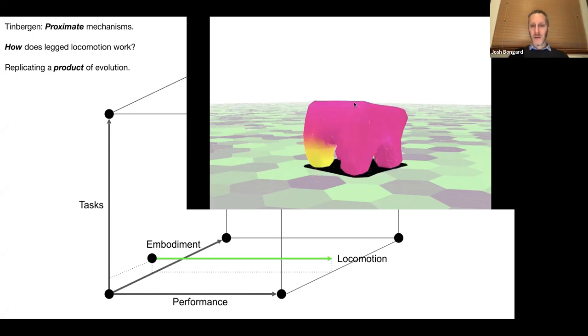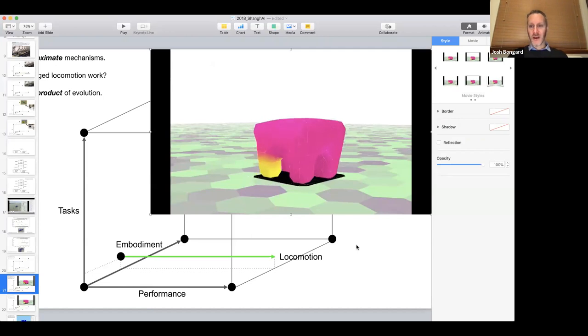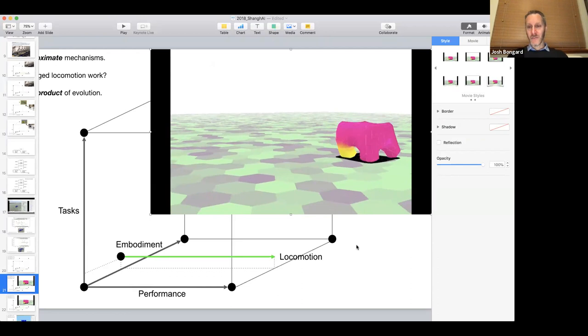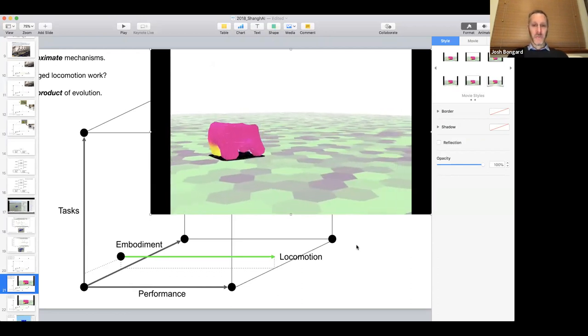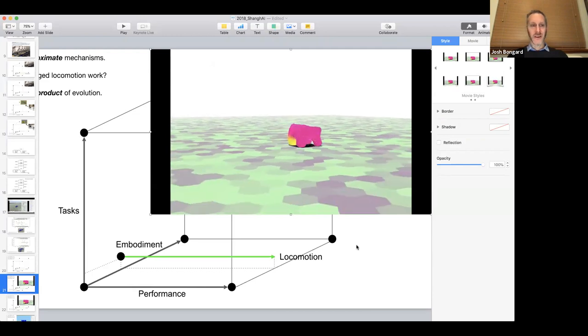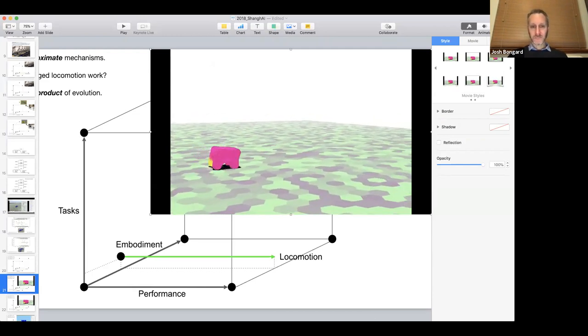So again, here's a simulation now of one of our soft robots. This is a soft robot performing legged locomotion, as you see here. And again, we can try and understand how this particular robot exhibits this particular gait, and so on.